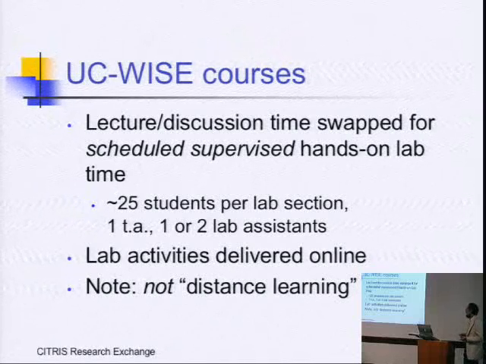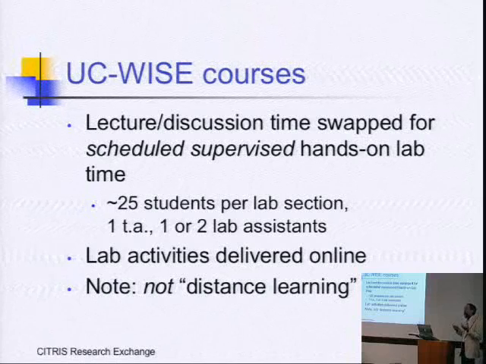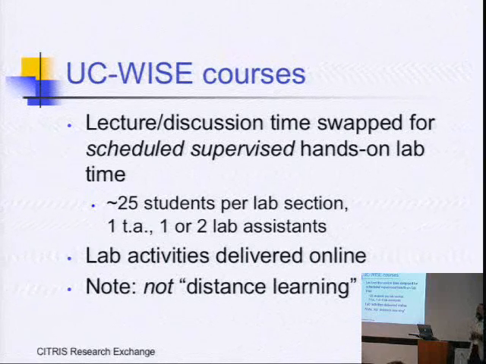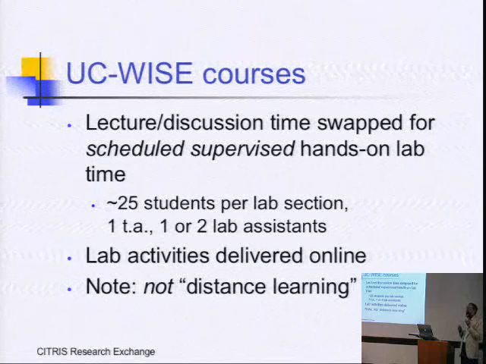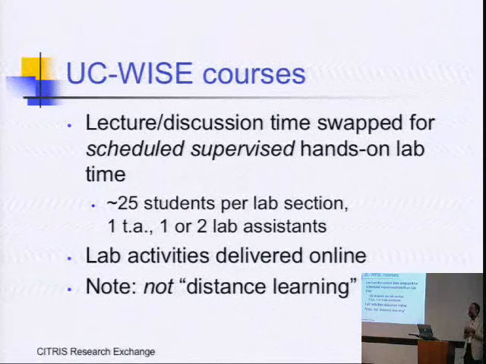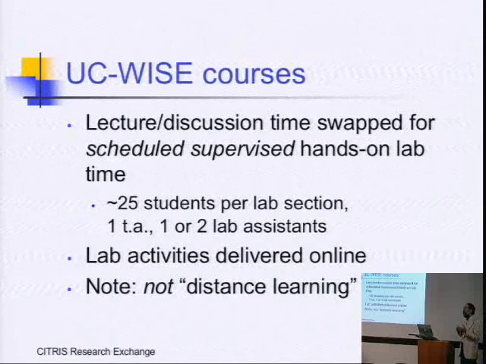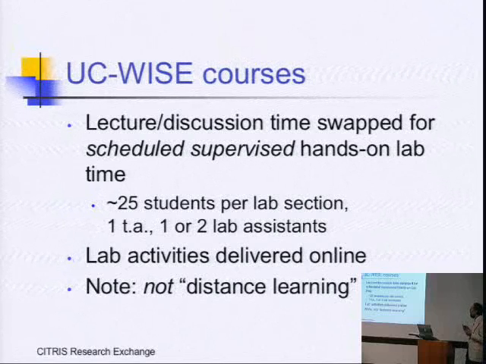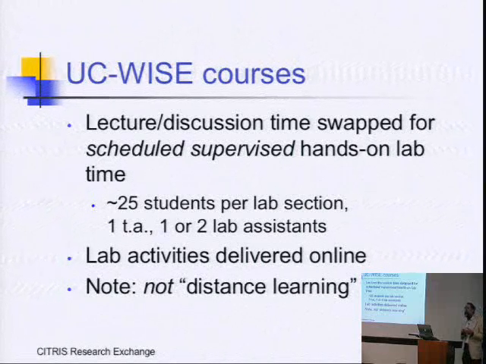To give you an idea of how this swap took place, in CS 61B, for instance, our data structures course, the traditional format is 3 hours of lecture, 1 hour of discussion, and 2 hours of lab. And in the UCWISE format, we have 1 hour of lecture and 6 hours of lab. So we've swapped 2 hours of lecture and discussion for 4 hours of lab.